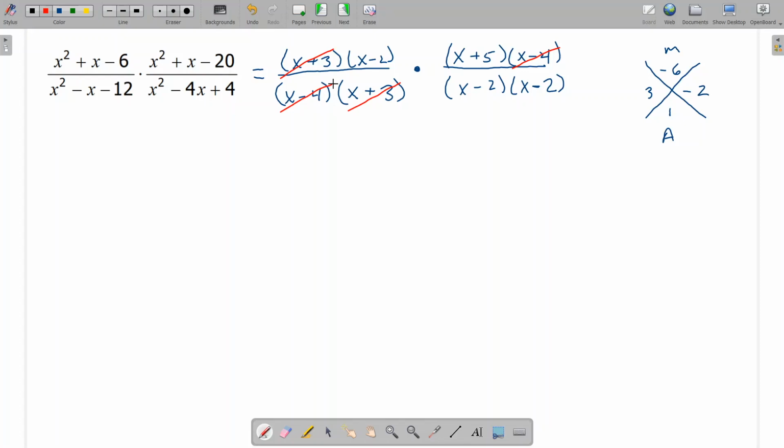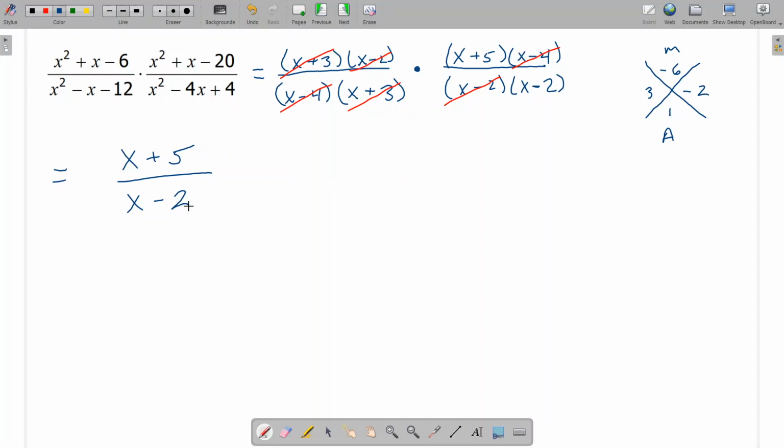Now, what you want to be careful about here is I only have one x minus 2 in the numerator, so it's only going to cancel with one of the x minus 2's in the denominator, not both of them. So if we look at what's left, we only have x plus 5 in the numerator, and we only have x minus 2 in the denominator. Okay, those are not going to reduce or cancel out any further. Those x's do not cancel.